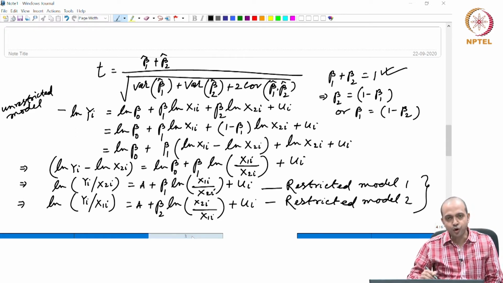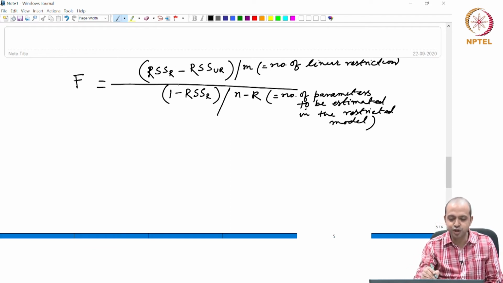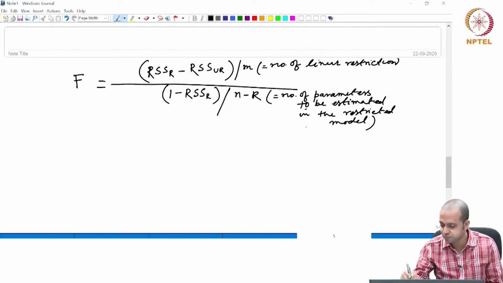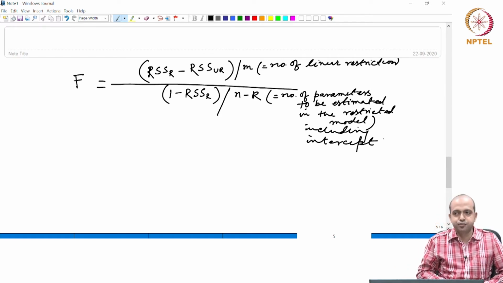So, alternatively, we are defining our test statistic F in terms of RSS: RSS R, the RSS from the restricted model, RSS from the unrestricted model, over RSS restricted, and K equals the number of parameters to be estimated in the restricted model, including intercept. That you should also write, including intercept. Okay. All right.